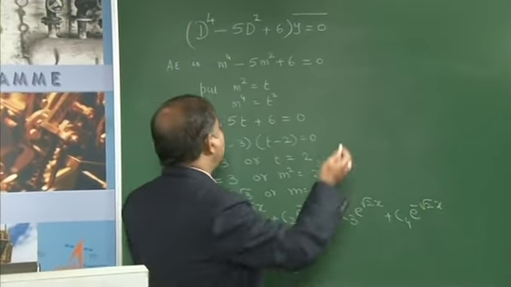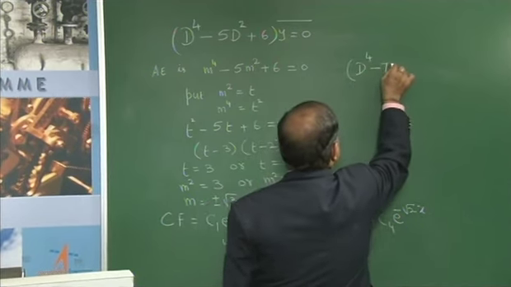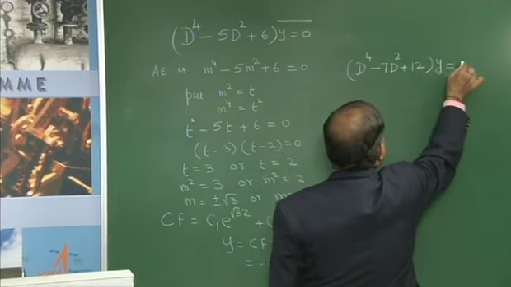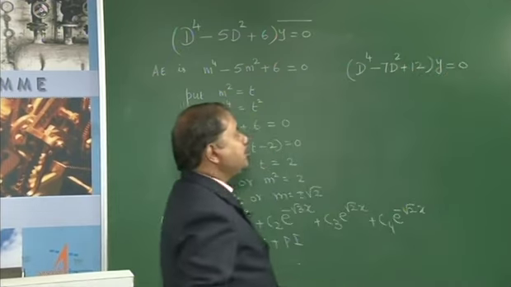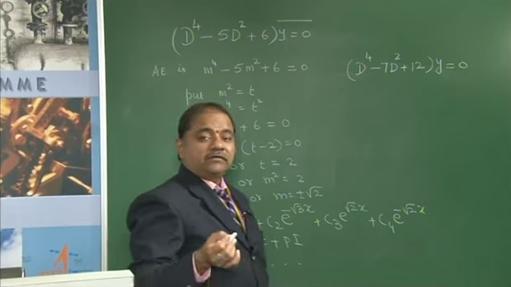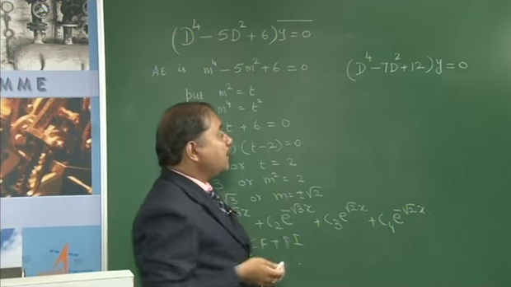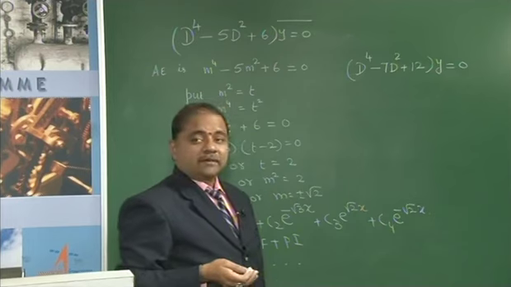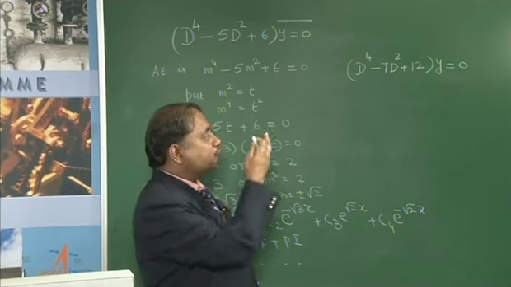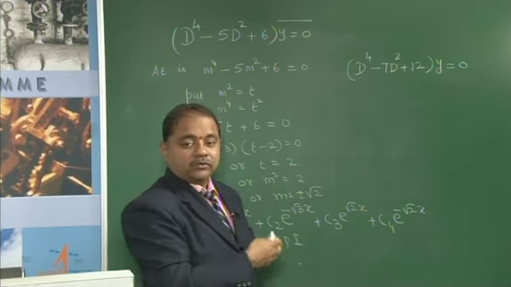As an example or as homework, you can try d power 4 minus 7d square plus 12 into y is equal to 0. This is one more problem of the same type. I will tell you the roots also. You will get plus or minus 2 and plus or minus root 3. Those are going to be the roots. All the 4 plus or minus signs you can do in the same way.